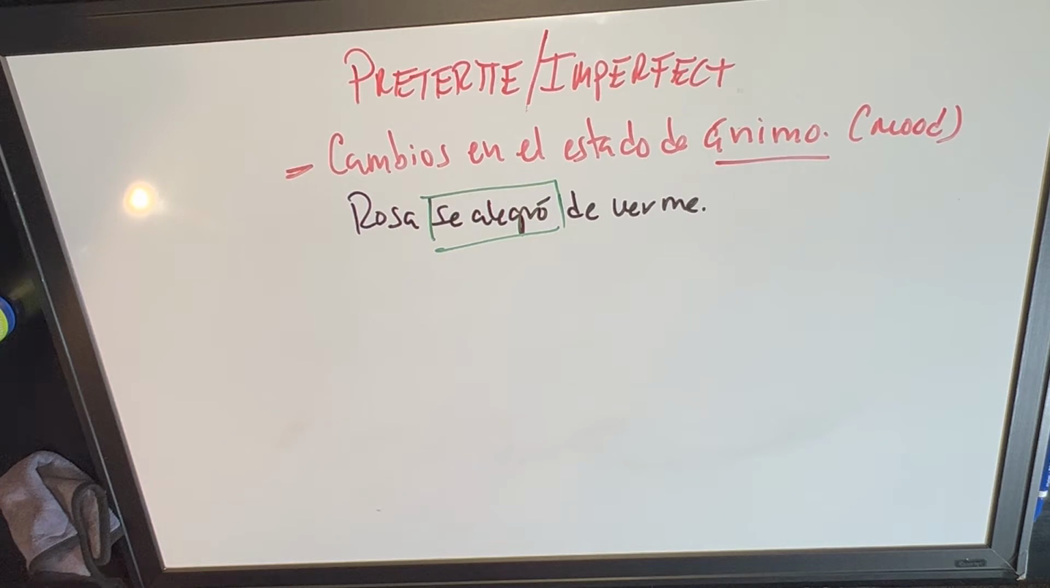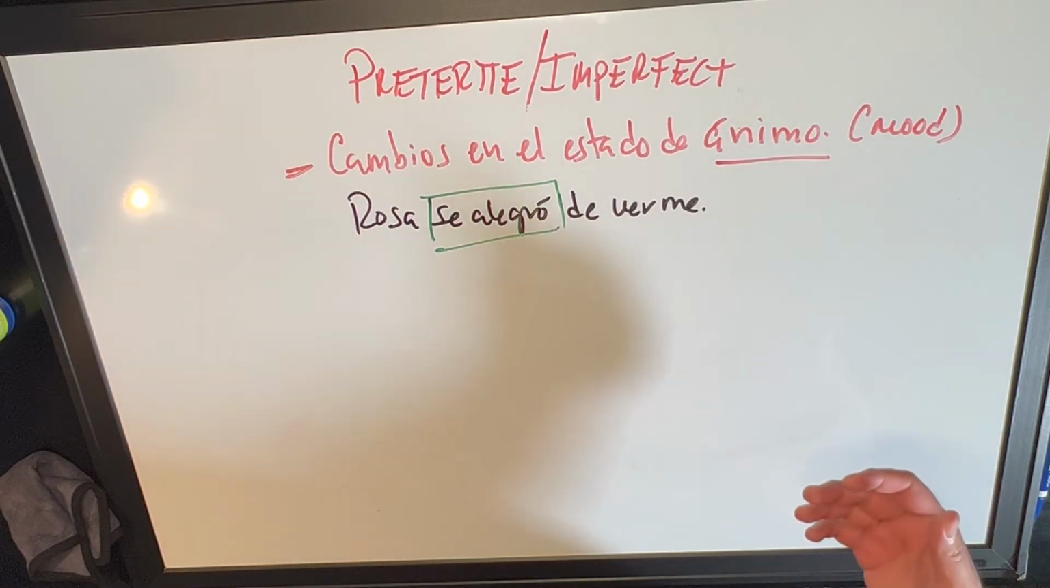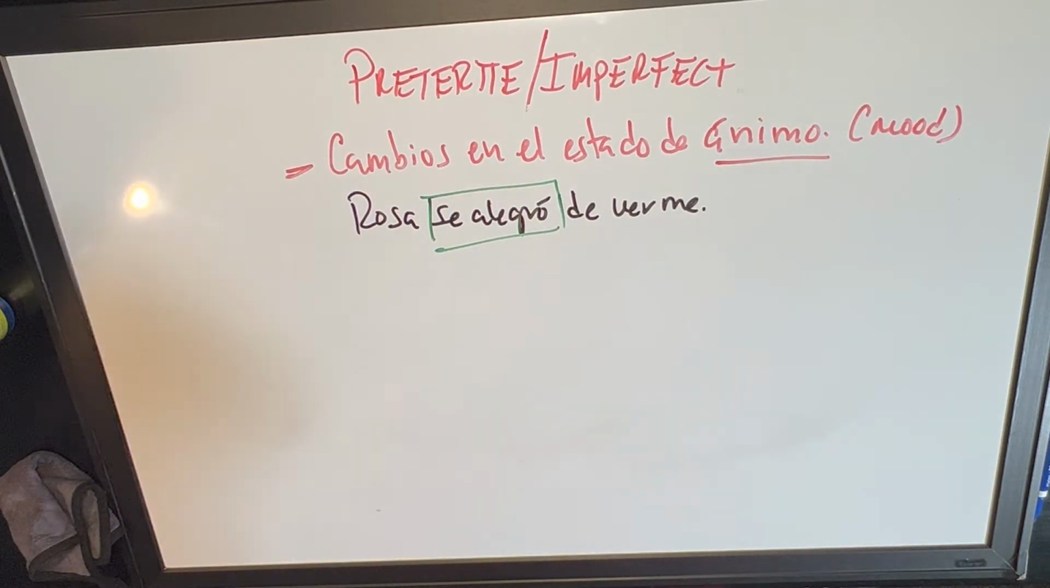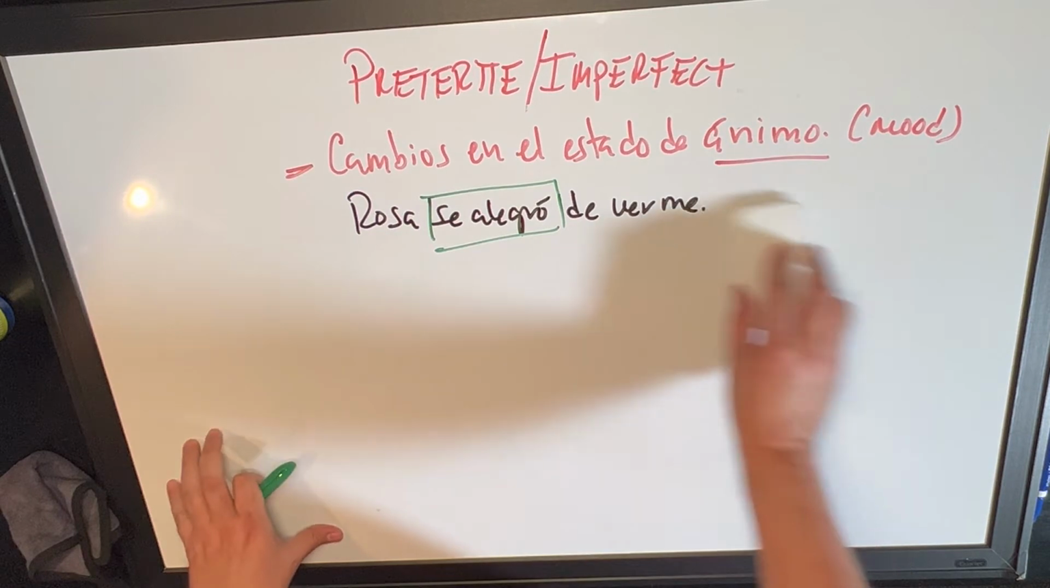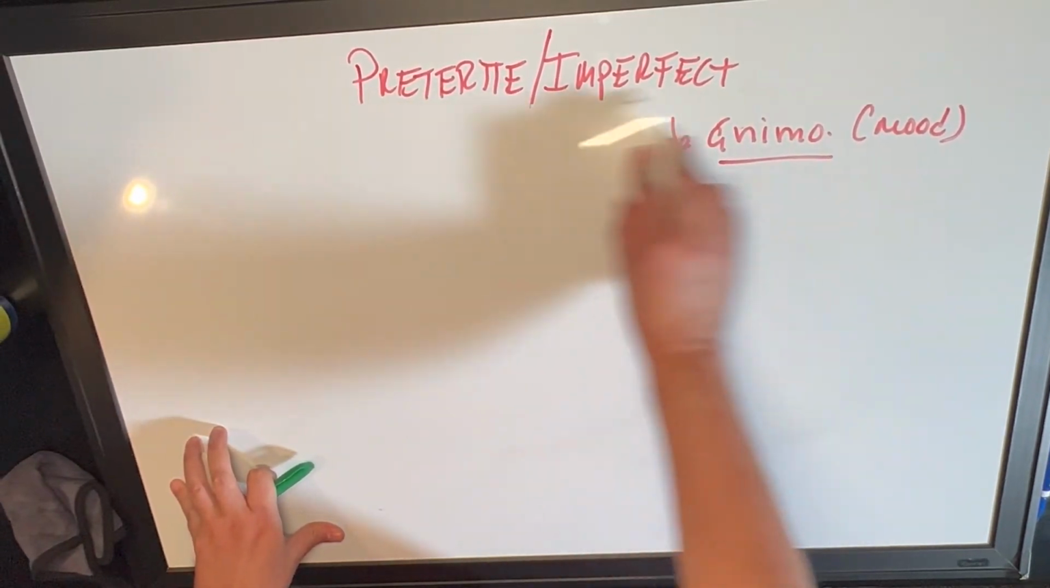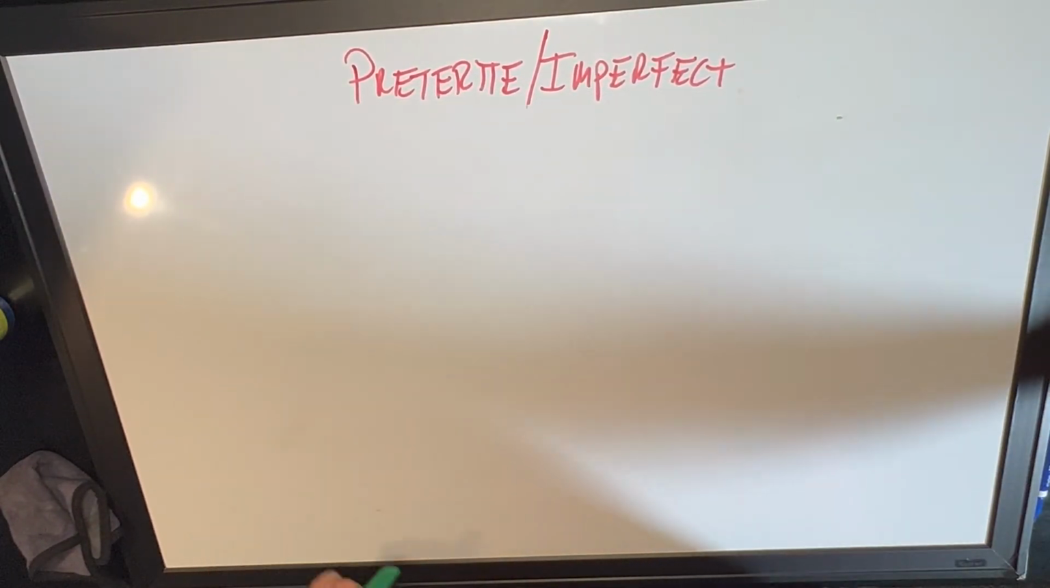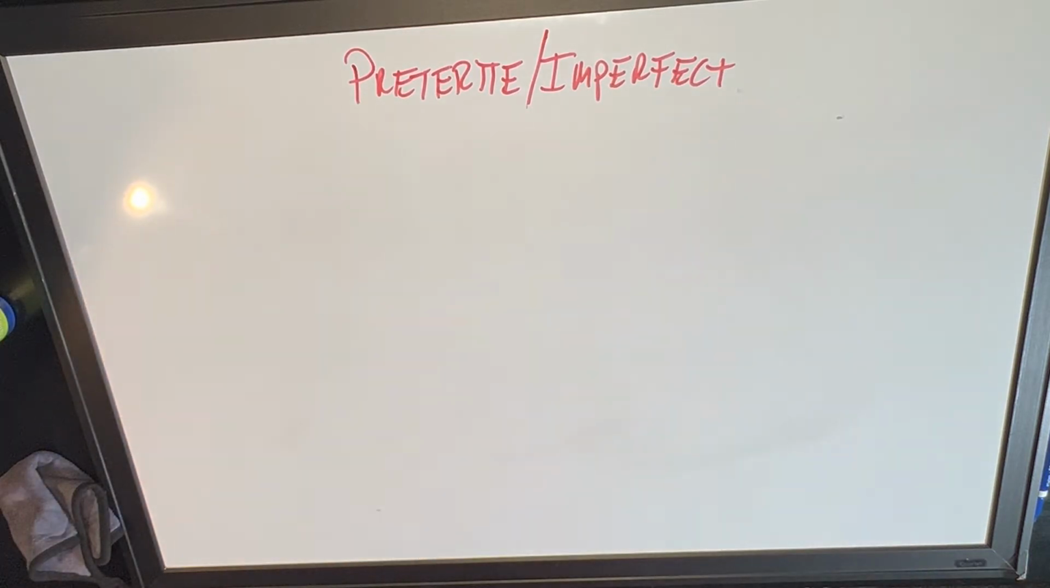And these are 1, 2, 3, 4 specific uses of the preterite according to the book. There are other different uses, right? But I want to focus on this because this is what you're going to find in your quizzes online. Okay? So now we can talk about the imperfect.